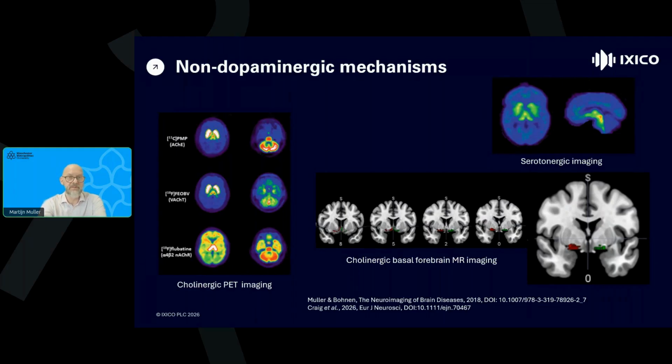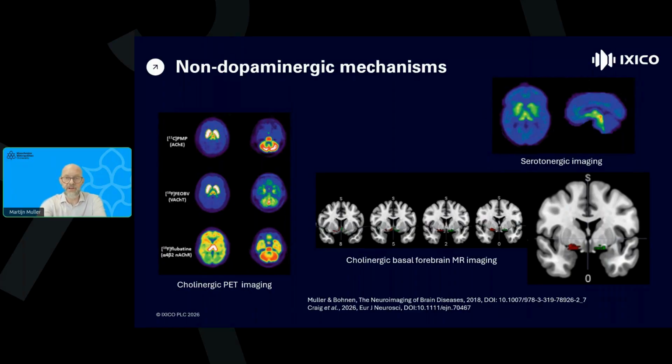But these are experimental ligands, and my colleagues here at Manchester Metropolitan University, in particular Nikki Ray, have also started looking at using MRI-based methodology to look at the cholinergic system, in particular using basal forebrain MR imaging. Serotonergic dysfunction is quite important as well, and can be looked at with DASB PET imaging, for example.